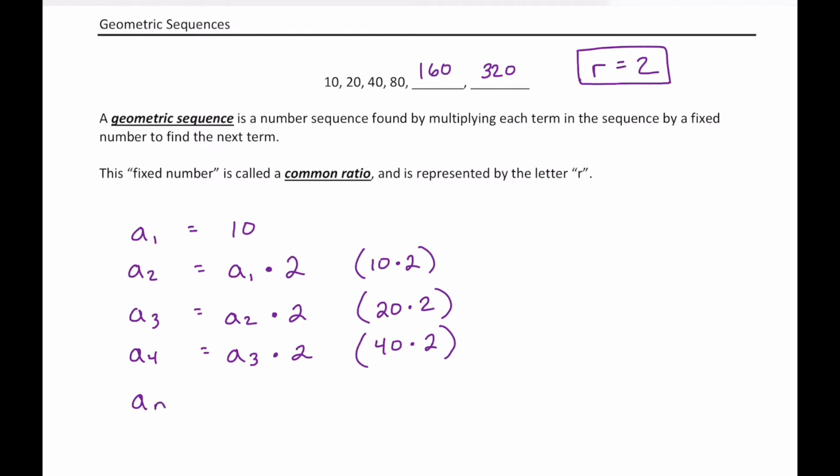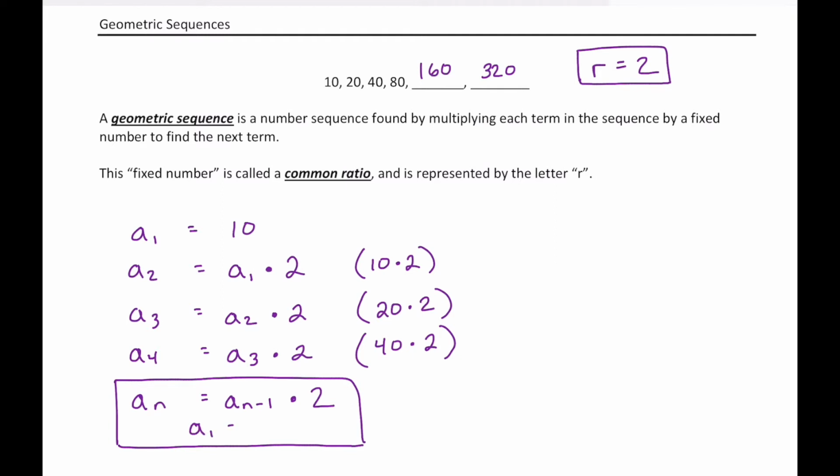What if I had the nth term? Well, to find the nth term, I'm going to have to take the term before it. In this case, a sub n minus 1. The nth term is equal to the term that comes before it multiplied by 2. This is what we call a recursive rule. The next term is found by multiplying the previous term by 2. And it's important you indicate where you started from. In this case, we started from the number 10. And the recursive rule, just to reiterate, will tell you the value of the next term of a sequence.